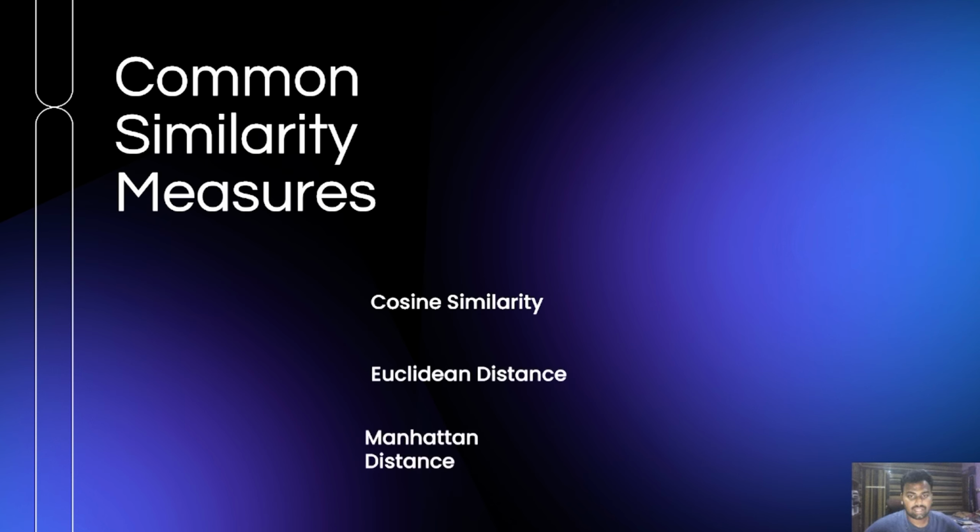Similarity measures. There are many ways to measure similarity. Three common methods are cosine similarity, Manhattan distance, and Euclidean distance. Cosine similarity tells how similar two vectors are in direction. Manhattan distance and Euclidean distance measure the distance between two points. In a recommendation system, a smaller distance usually means more similarity.